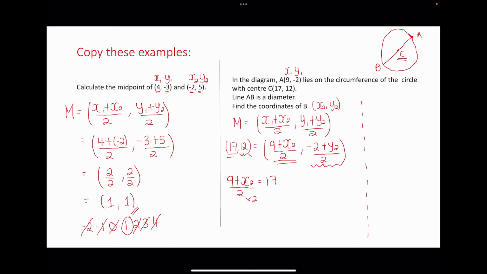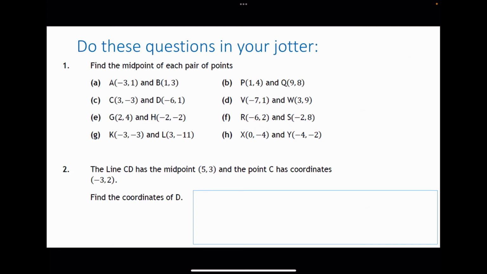First thing I'm going to do is times both sides by 2 to give me 9 plus x2 is equal to 34. I'm trying to get x2 on its own. To do that, I'm going to have to take away 9 from both sides. So x2 is equal to 25. So the x coordinate of B is going to be 25.